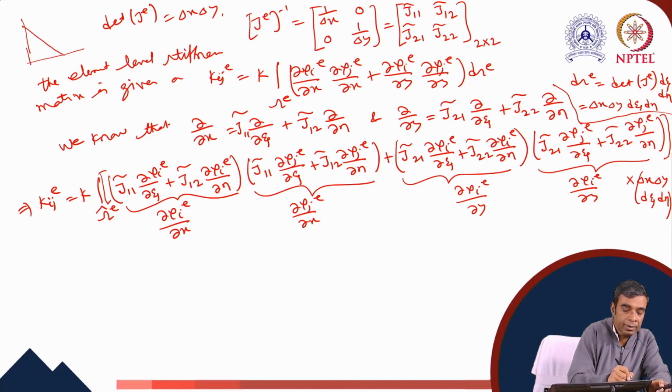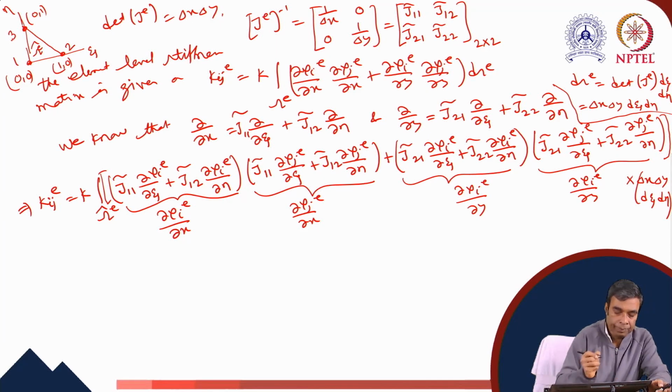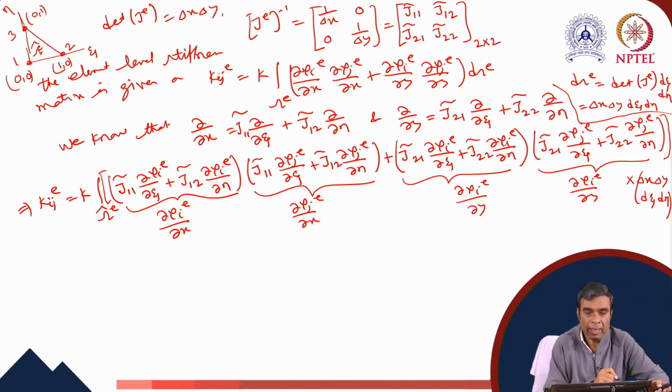This is the master element. This is the xi axis, this is the eta axis, this is omega e cap. This is the 0, 0 coordinate, this is 1, 0, this is 0, 1. This is local node 1, local node 2 and local node 3. Now we have already calculated the values of the inverse of the Jacobian matrix, so we can substitute those expressions here.